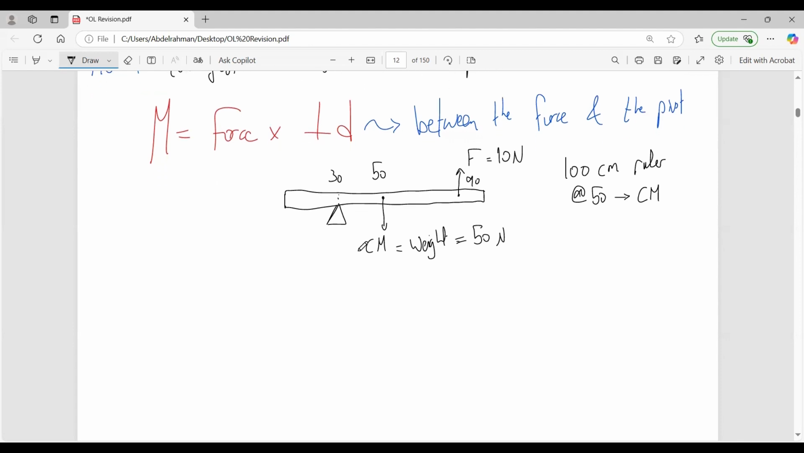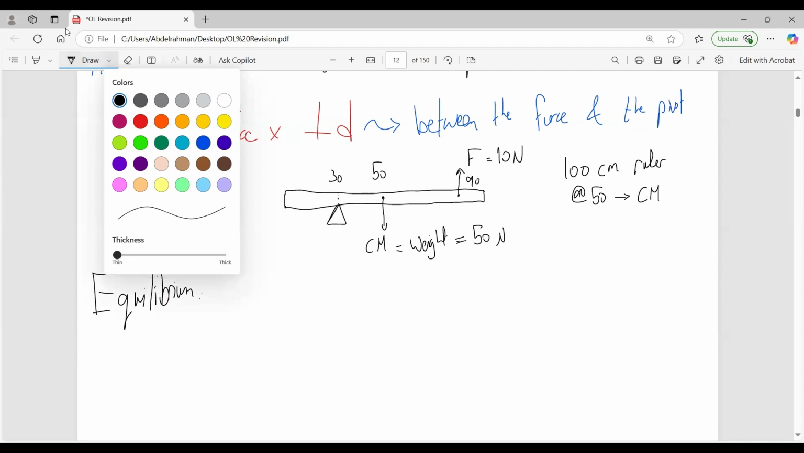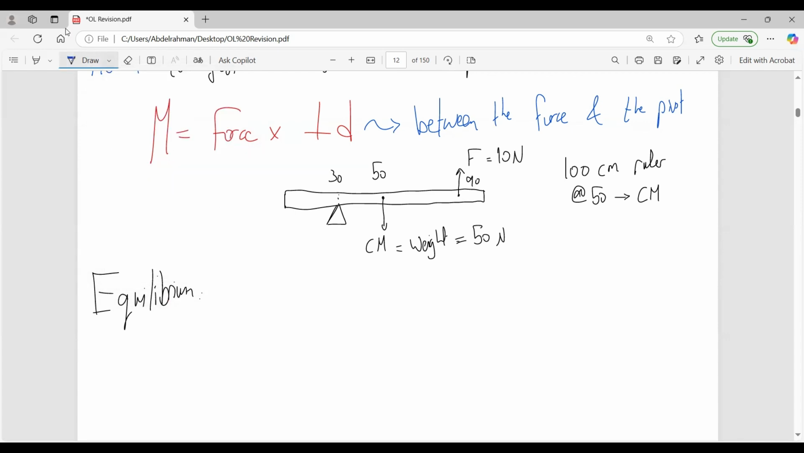Equilibrium means that we must satisfy two equations. Equilibrium means that I have two things that must be satisfied. First of all, I have to say that the clockwise moment is equal to the anti-clockwise moment, or that the resultant moment is equal to 0. Meaning, in other words, you can say that the clockwise moment is equal to the anti-clockwise moment.